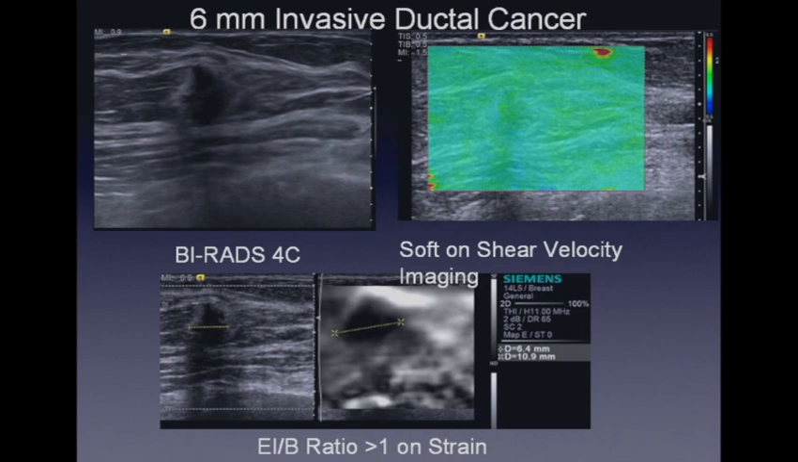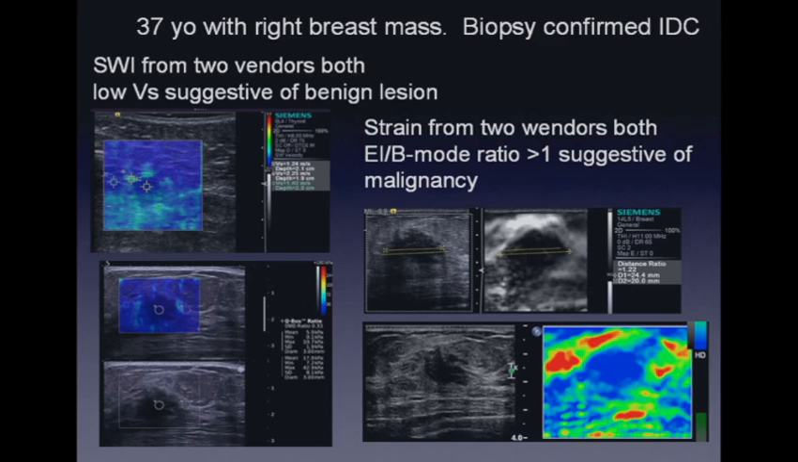However, you can see on the strain elastogram that the lesion increases in size from 6.4 millimeters to 10.9 millimeters, suggesting that it is a malignancy. And this difference in information between shear wave imaging and strain imaging is somewhat concerning, as we're supposedly measuring the same parameters on both of these techniques.